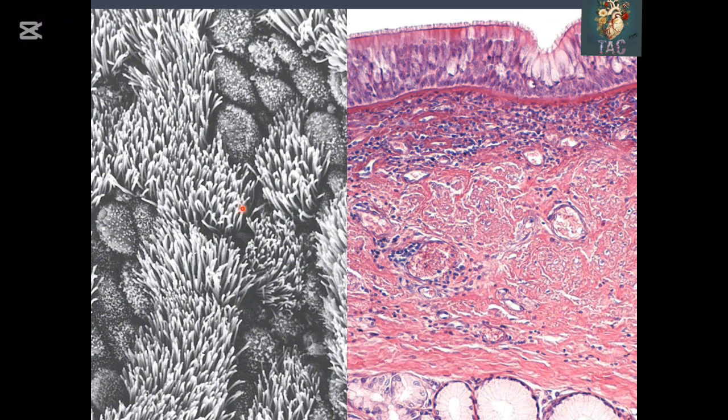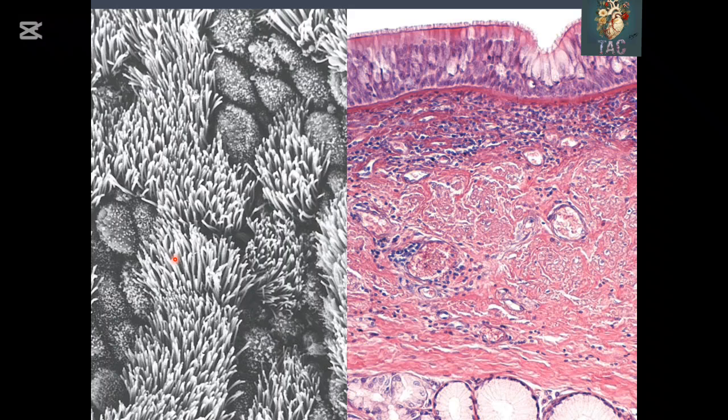Then another beautiful diagram. This is the scanning electron micrograph, and this one is the light micrographic picture with H&E stain. So here is the epithelium, pseudostratified columnar ciliated with goblet cells, then the lamina propria and basement membrane. Here you can see the mucosa, and this also contains the glands which are either mucus type or serous type.